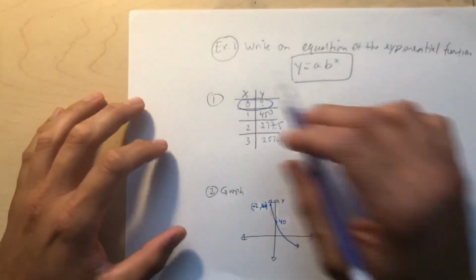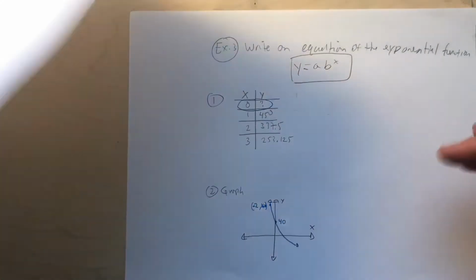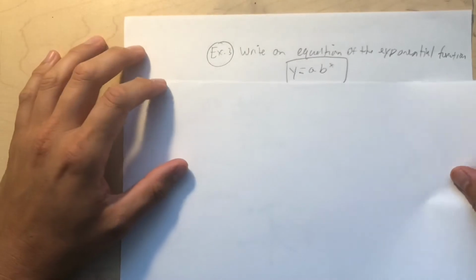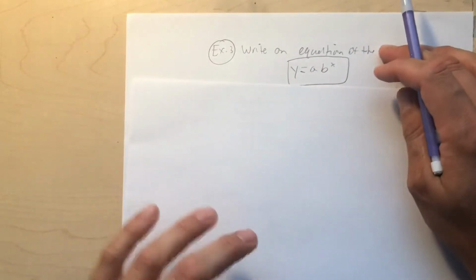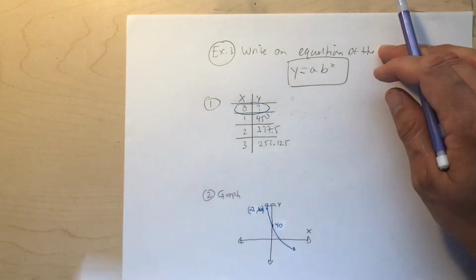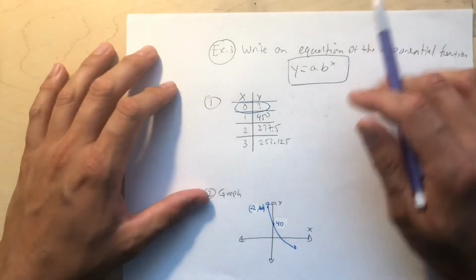All right, students, welcome to example 3. We're going to write an exponential function equation. So your answer is going to look something like this, okay? They're going to give you a table like number 1, and then they're going to ask you a question.